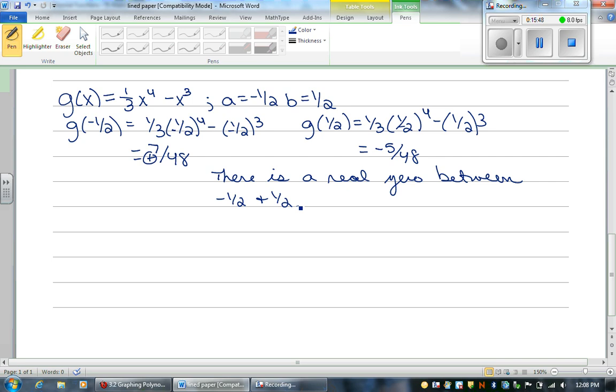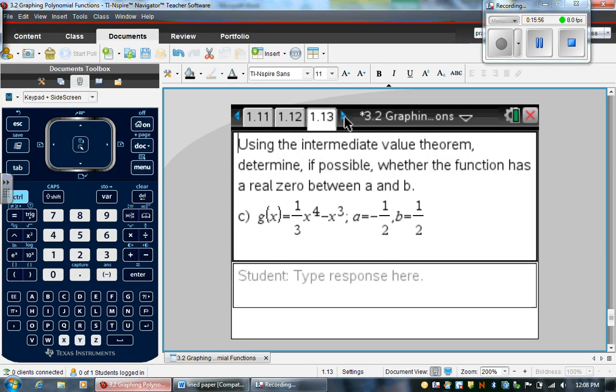Okay, so hopefully you guys understand how this intermediate value theorem works. It's pretty simple, and we'll do this last example in class before the beginning of class tomorrow.